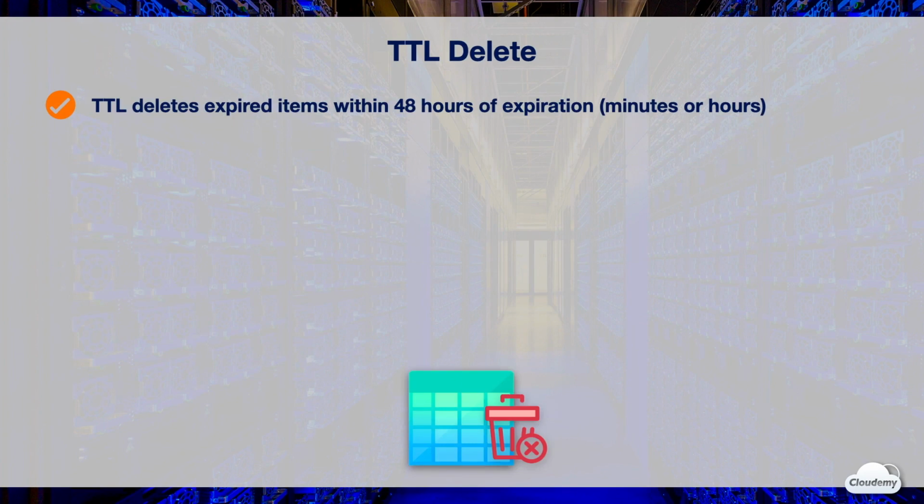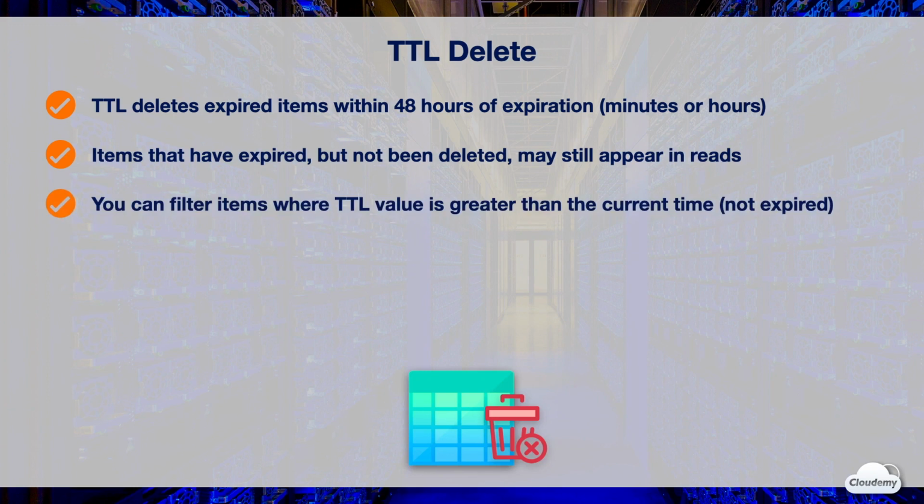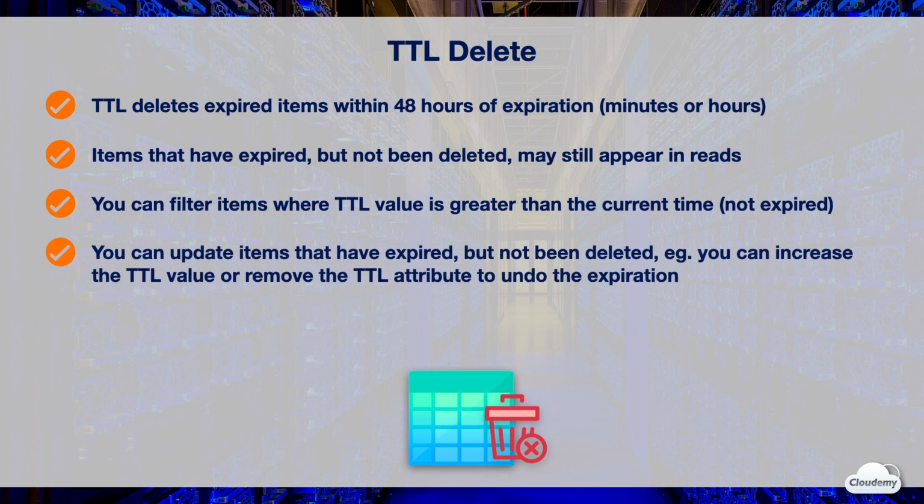TTL deletes expired items within 48 hours of expiration, in a background process. Depending on the size and activity level of a table, the actual delete time can vary. Items that have expired but not yet been deleted by TTL may still appear in the result of read operations. However, you can return unexpired items by using a filter expression to find items with the TTL that is greater than the current time in epoch format. You can update items that have expired but not yet been deleted. For example, you can increase the TTL value, or remove the TTL attribute to undo the expiration.